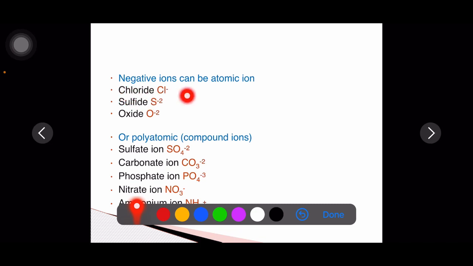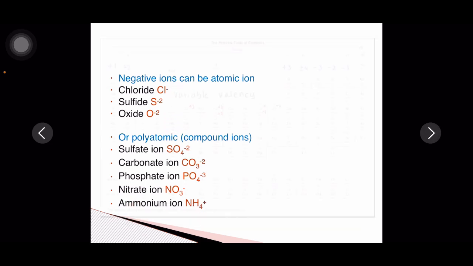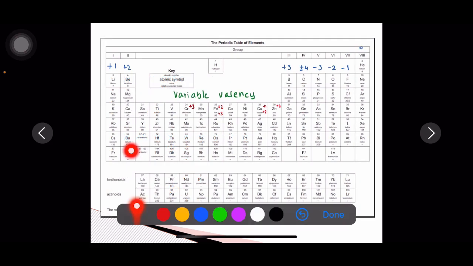These negative ions can be atomic ions like chloride ion, sulfide ion, oxide ion, and to find out their valencies you can check the periodic table. As you know, group 1 members have plus 1 charge, group 2 members have plus 2 charge, group 3 members have plus 3 charge, group 5 elements have minus 3, group 6 elements have minus 2 charge, group 7 valency is minus 1, and group 8 or noble gases are monoatomic elements because they do not do the reaction, or they are inert gases.